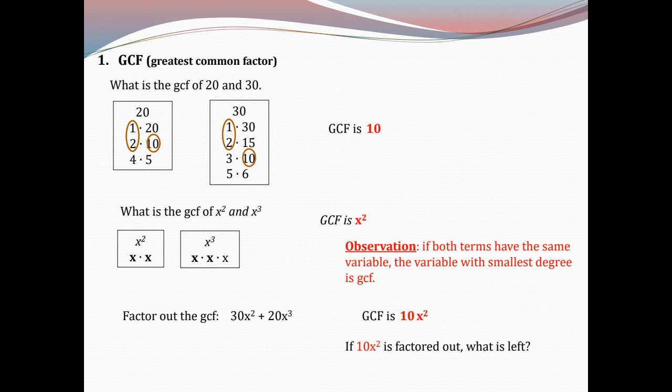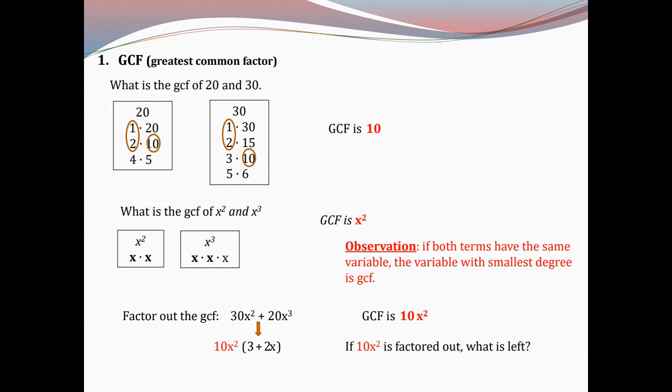if 10x squared is factored out, what is left over? What I like to do is say to myself, okay, I'm taking out a 10x squared. What do I have to multiply to 10x squared to get back 30x squared? Well, on that first one it's a 3, right? I need to multiply by 3 to get back the 30x squared. What do I multiply to 10x squared to get back 20x cubed? Well, that would be a 2x. 2 times 10 would give me the 20, and x times x squared would give me that x cubed.